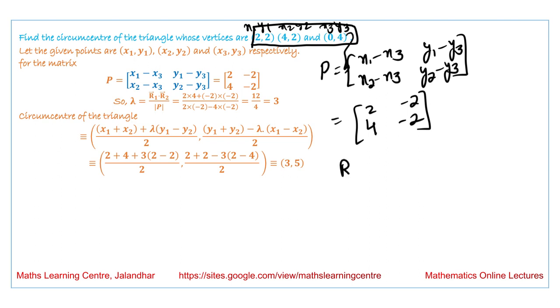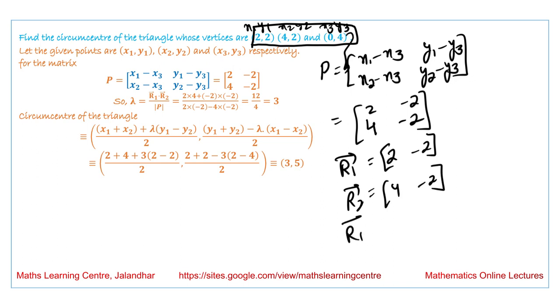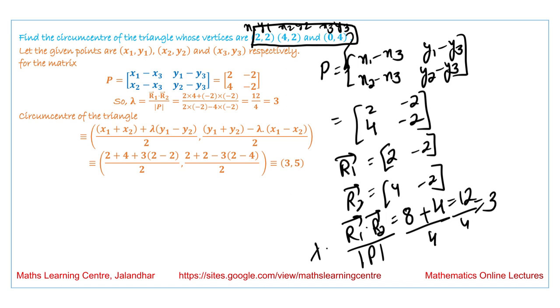So we are talking about the row 1 vector, which is basically 2 and minus 2. The row 2 vector is 4 and minus 2. If we calculate row 1 vector dot row 2 vector, the dot product is 8 plus 4, that is equal to 12. And the determinant of this matrix P is 4. So the answer we are getting is 3. So the value of lambda we obtain is equal to 3.